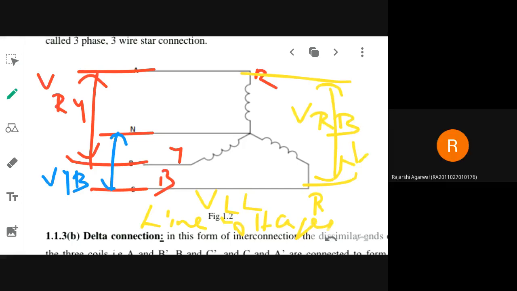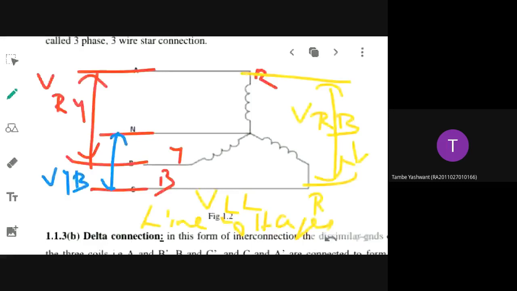So what are line voltages and what are phase voltages? Phase voltages are the voltage in which a phase is connected with the neutral, and in line voltages, phases are connected with phases, line to line voltages: R to Y, Y to B, B to R. All are called line voltages. Regarding the clockwise sense R, Y, B, that depends upon phase sequence. That is a different concept.